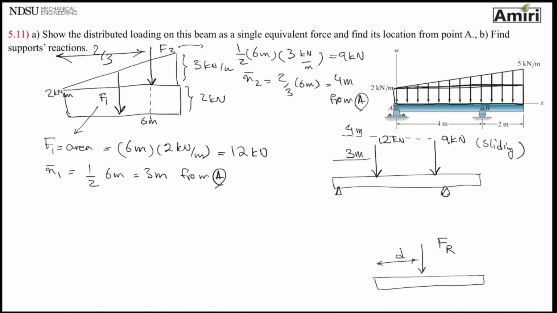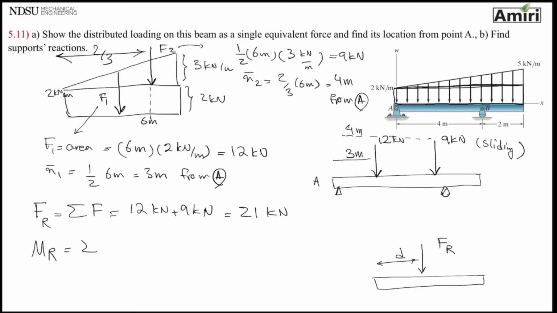So far I have 2 forces, each at a distance from point A. So what I'm going to do is, remember from previous lectures, the summation of forces. My FR is going to be 12 plus 9, or if you want to take up as your plus sign, then both of these are going to be negative, but you get what I'm trying to do here. So my FR is going to be 21 kilonewtons.